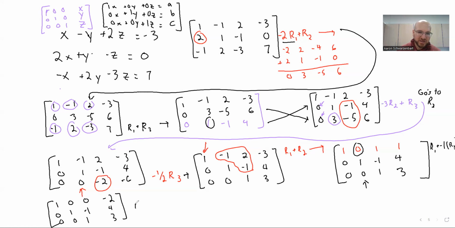Now to go to row 2, I can just add row 2 and row 3. Because I need one more 0. It's going to go into my middle row. Top row doesn't change. The middle row becomes 0, 1. -1 plus 1 is 0. 4 plus 3 is 7. And row 3 doesn't change.